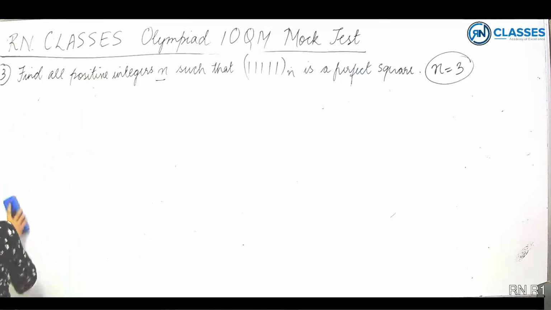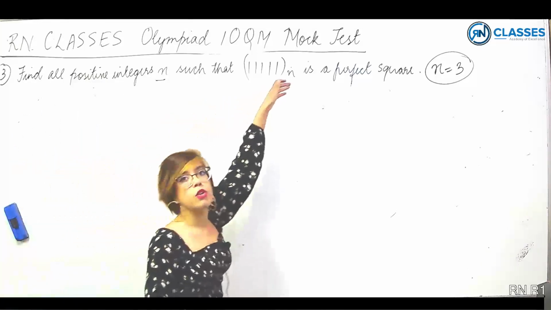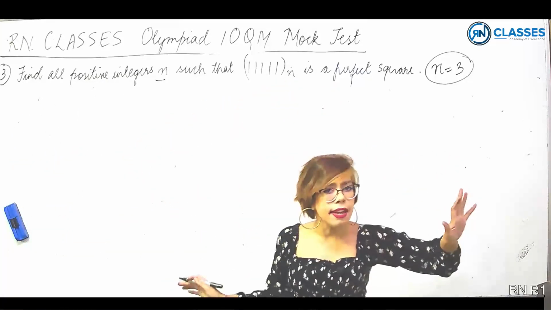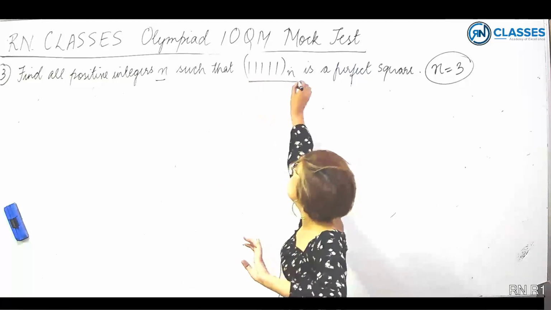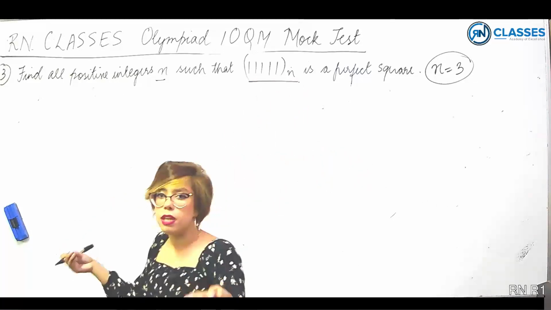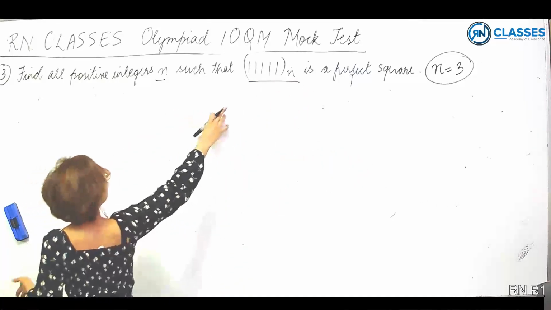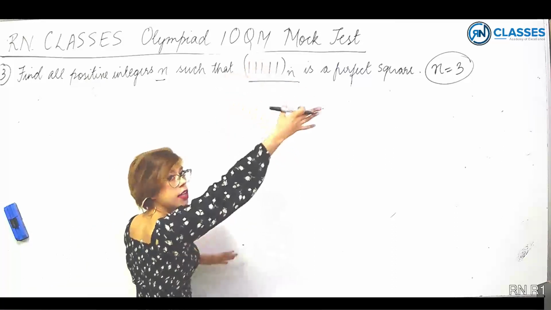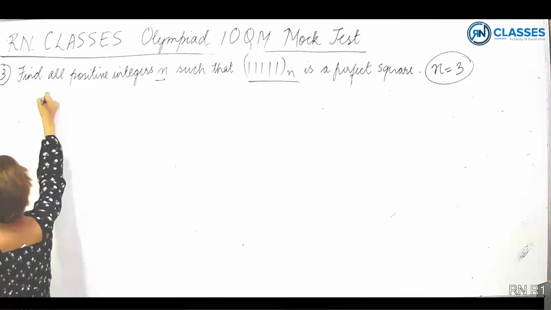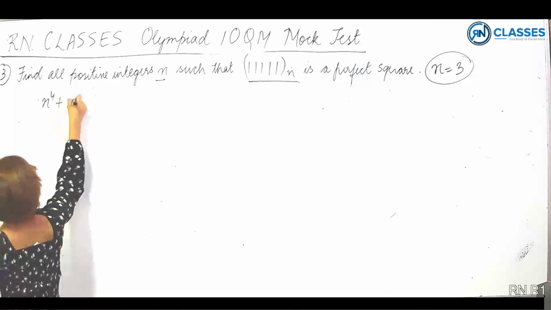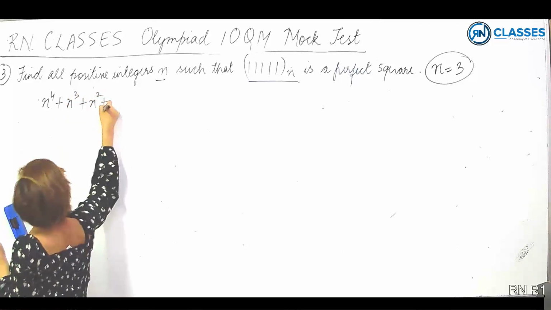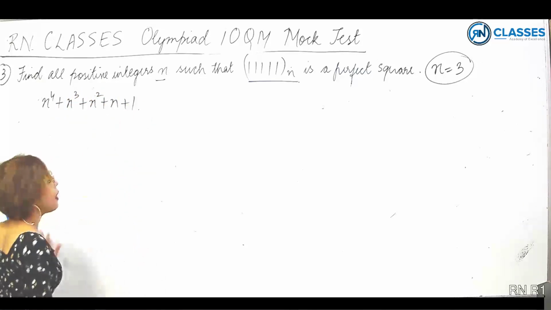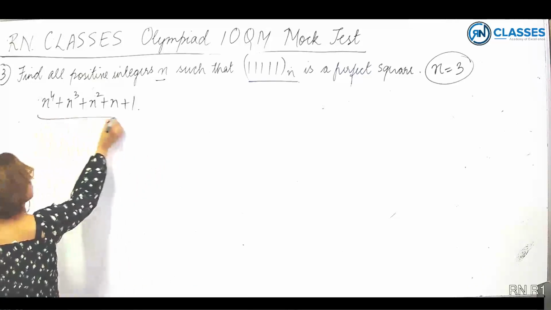Now, instead of taking individual values of n, like 2, 3, 4, let me just consider it as n and convert this number into the decimal number system. So, it would be 1 into n raised to the power 4 plus 1 into n cube. So, I am writing out, it will turn out to be n raised to the power 4 plus n cube plus n square plus n plus 1. Right? This is my polynomial actually.